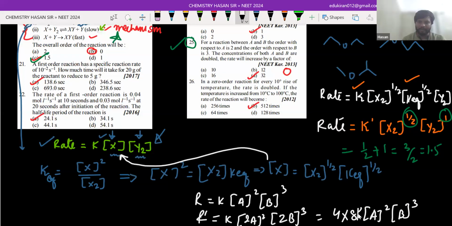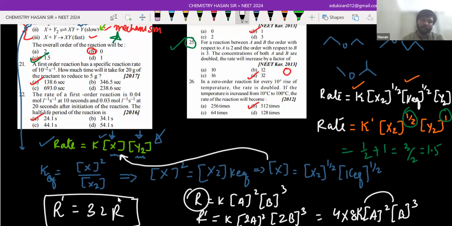Now you know that K is already there, and this is the value of the old rate. So R dash will be equal to 32 of R. That means the new rate will be 32 times the old rate. So the answer will be 32.